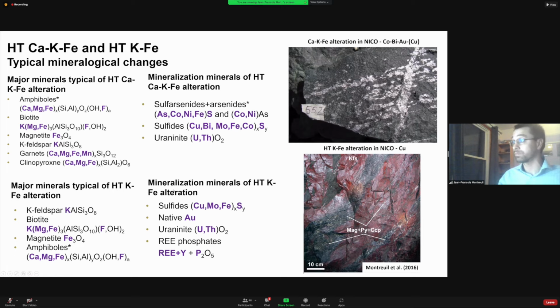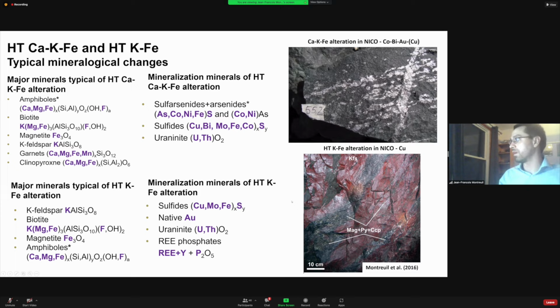Chalcopyrite can become a very significant sulfide, native gold as well, but other enrichments can happen as well. Uraninite, uranium will start to get enriched, and certain zones still show enrichment in rare earths. So certain rare earth minerals can still precipitate in association with the development of the high temperature potassic iron alteration.